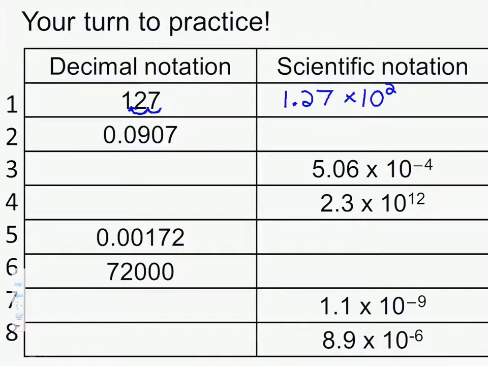I'm going to go ahead and solve these for you now. All right. So in this case, move that decimal 1, 2 to the right. 9.07 times 10. Is it going to be positive or negative? We moved it to the right. Negative to the -2. What about this? 5.06 times 10 to the minus 4. Notice it's a negative 4. So does that mean it's a small number or a big number? Small.